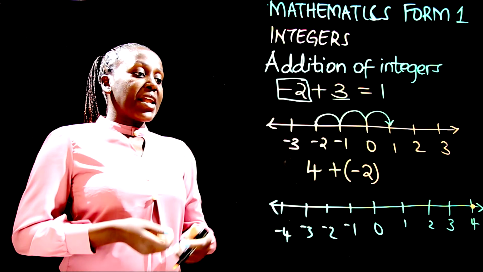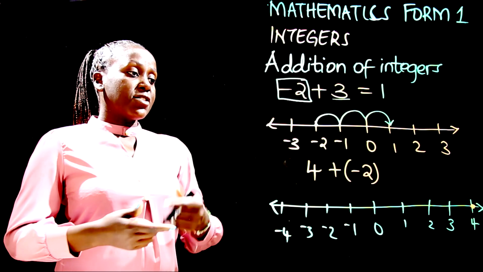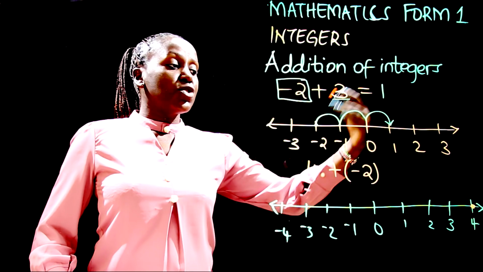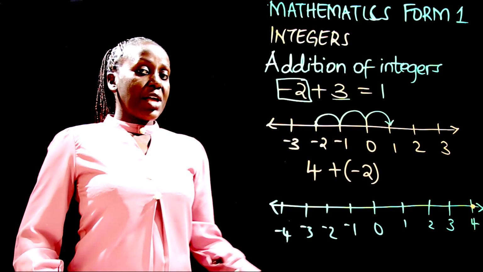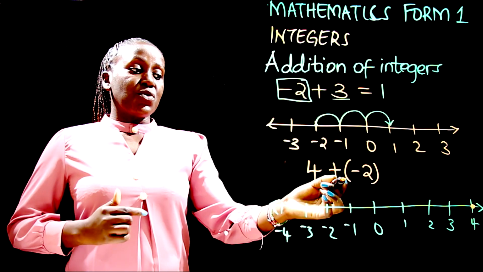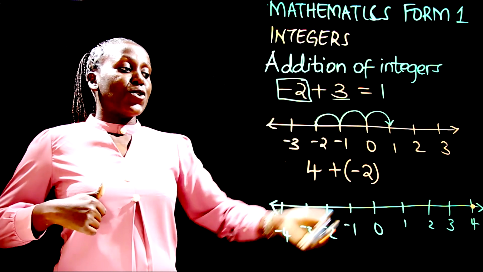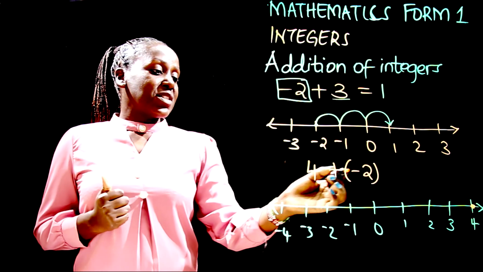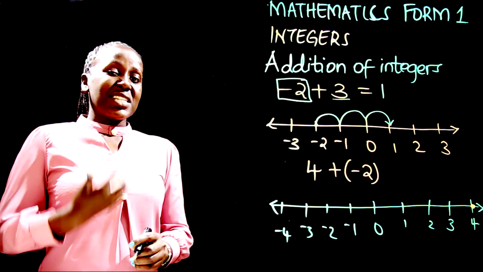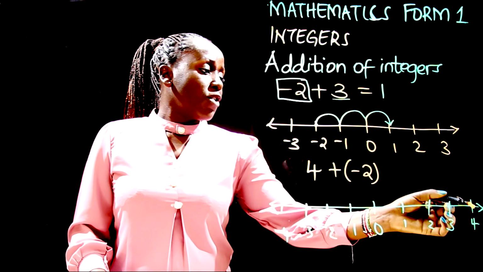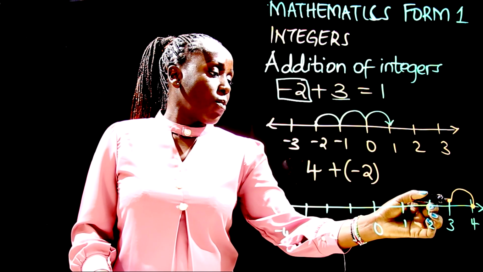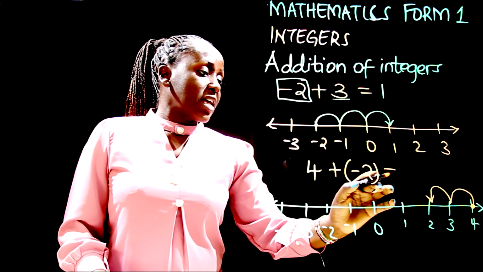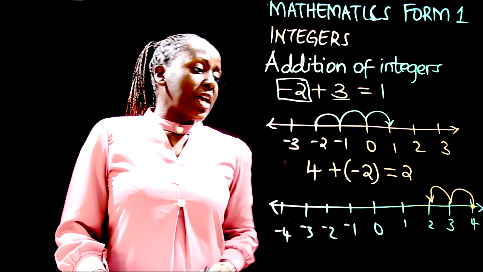So we are adding, but adding a negative number. If we were just adding 2, then we would move 2 steps forward. But now we are adding -2. Negative means you move backwards. So you move 2 steps backwards, okay? So positive and negative translates to a negative. So 4 minus 2, 1, 2. So we'll get to 2. So the answer here will be 2.